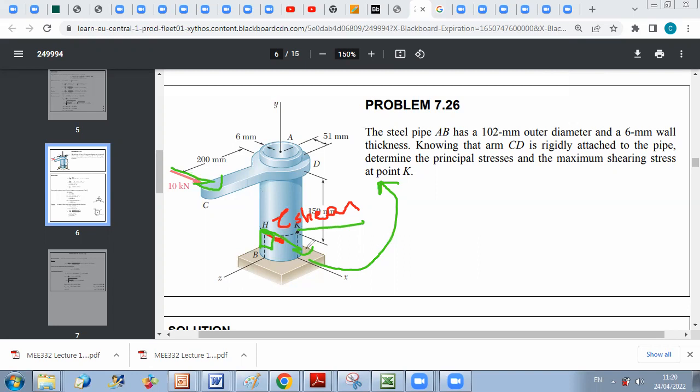So here, if you want, let us put the frame that we are working on for this element. For this element, you are working with x prime, y prime, where y prime is along this direction. This is y prime, let's say.